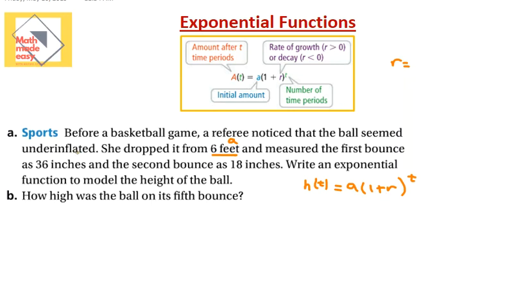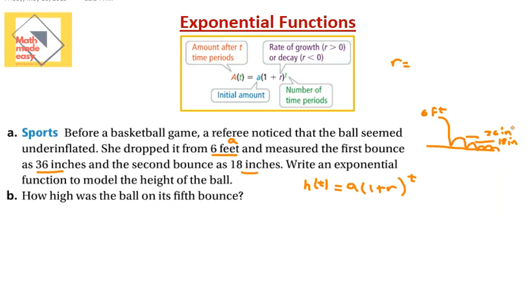Now what will help me to find the rate? I have the first height where it bounced, which was 36 inches, and the second height. So to model this question now, she dropped the ball from 6 feet, right? Then the ball on the floor here, it bounced once, and here the height was 36 inches, right? Then it bounced again, and here the height was 18 inches, and I want to know how high will the ball be on the fifth bounce. So it's going to continue bouncing, and I want to know how much will it be on the fifth bounce.